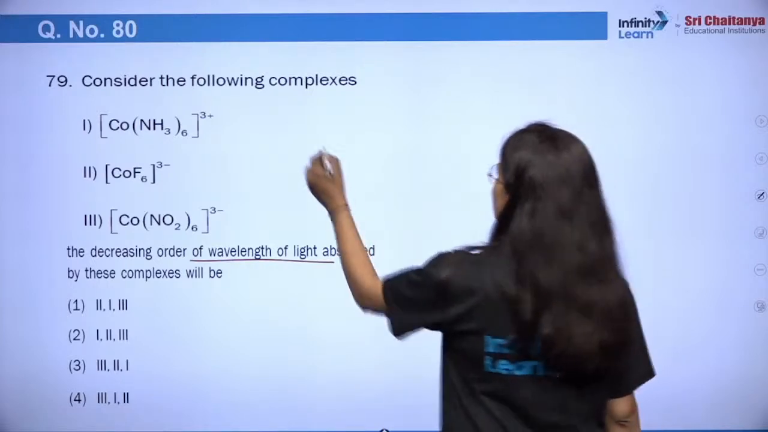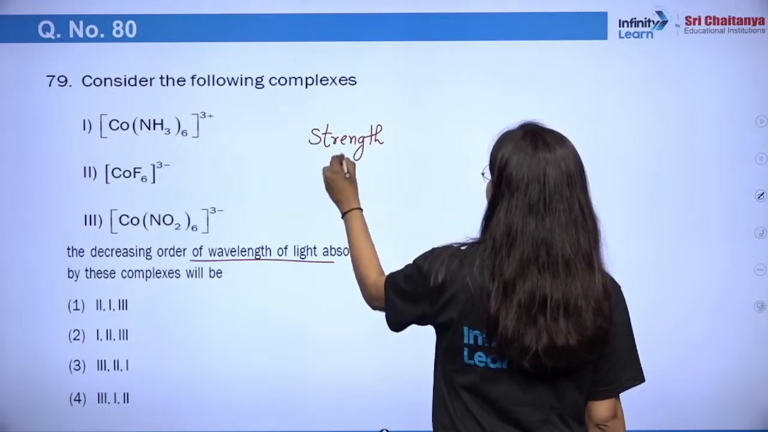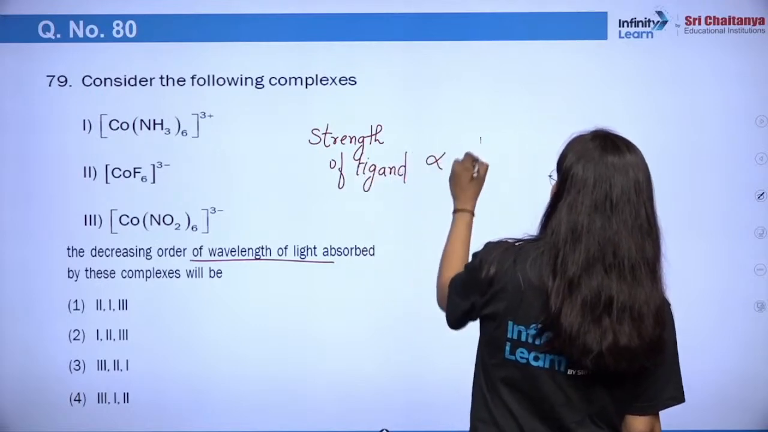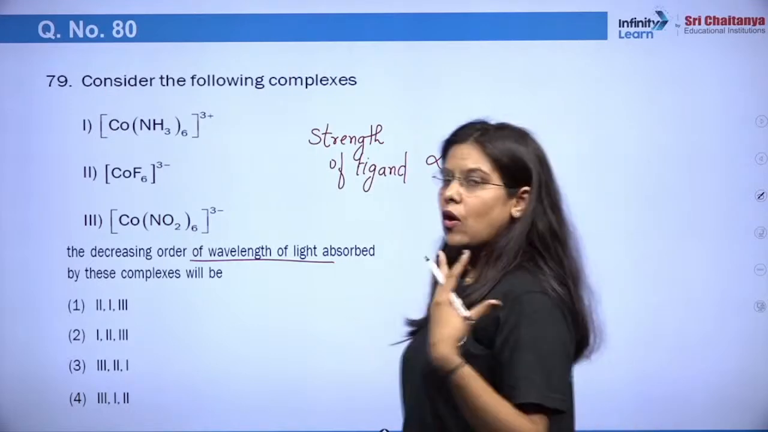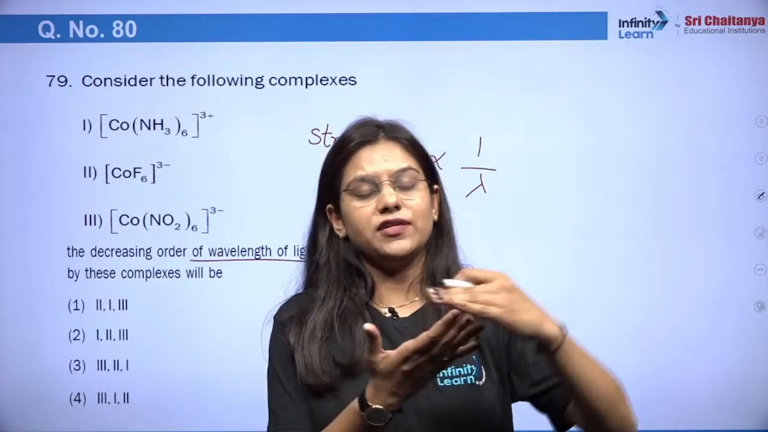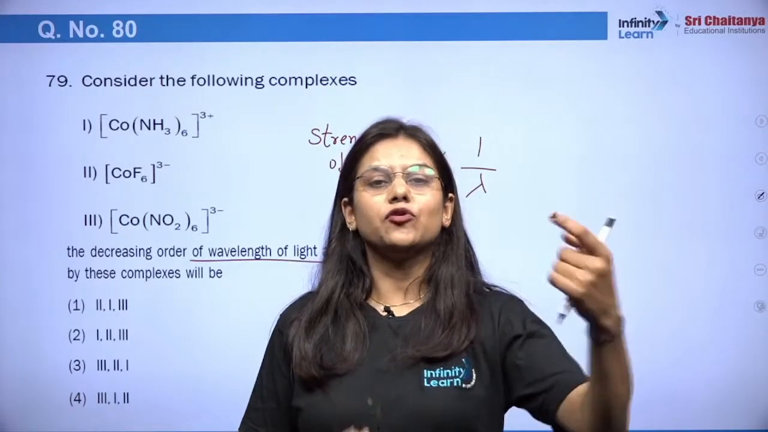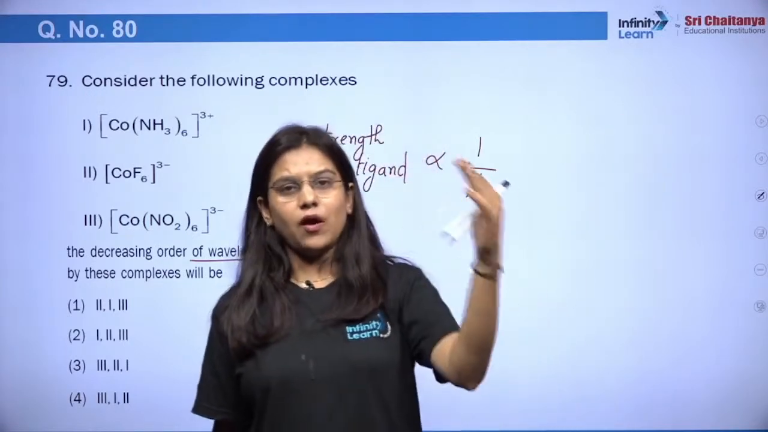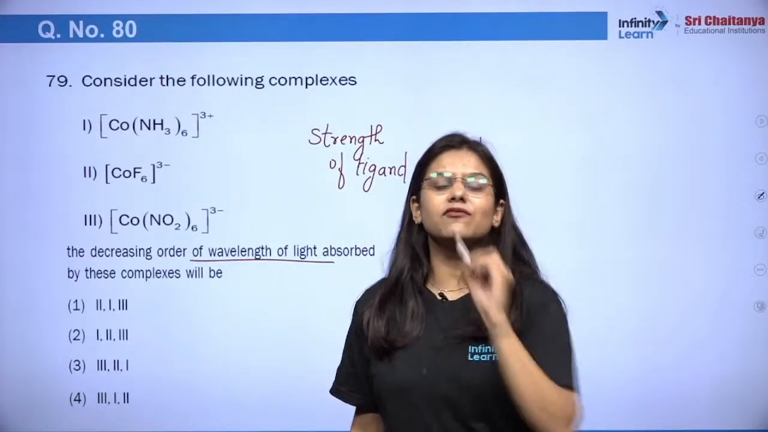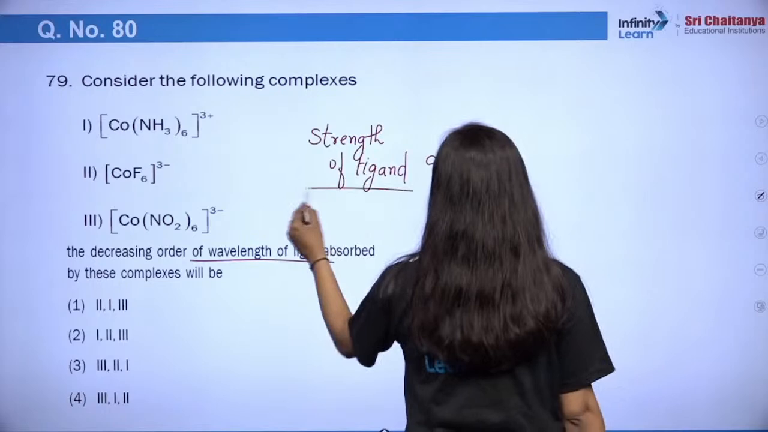So, we know that the field strength or strength of ligand is inversely proportional to the wavelength. Why? Because in case of strong ligands, the value of CFSE is more. CFSE is what? Energy. So energy is directly proportional to the strength of the ligand. If we have a strong ligand, energy will be more. If we have a weak ligand, energy will be less. So energy is inversely proportional to wavelength. So I can say that the strength of ligand will be inversely proportional to the wavelength.